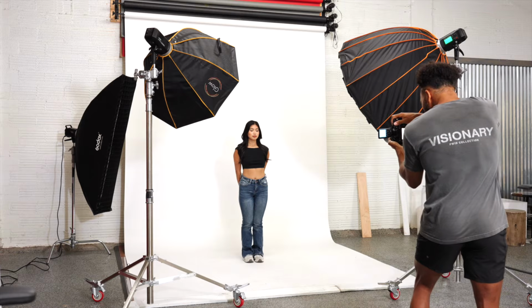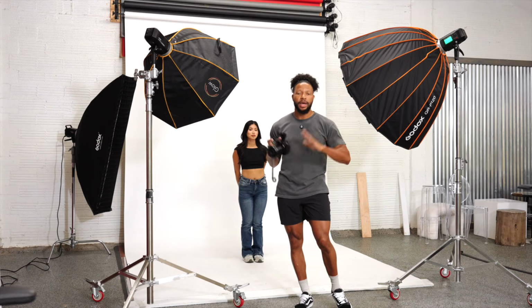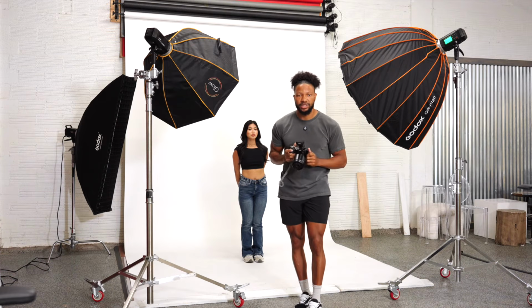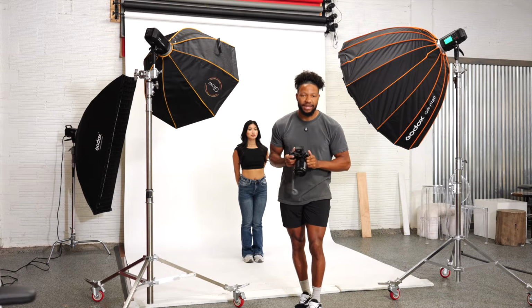Yeah, 3, 2. And now we get a much more even exposure, right? Your subject is not going to be quite as overexposed, but this is what a 1:1 ratio would look like if you have both of the lights metered to the exact same f-stop.